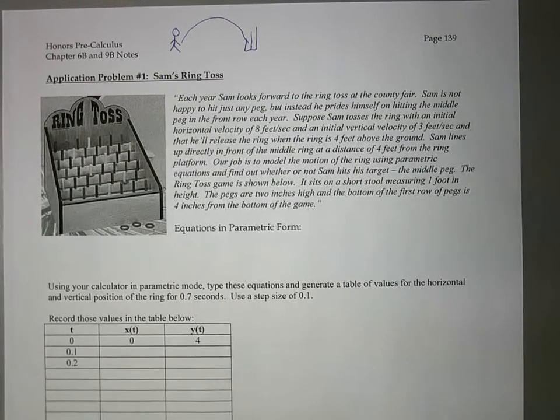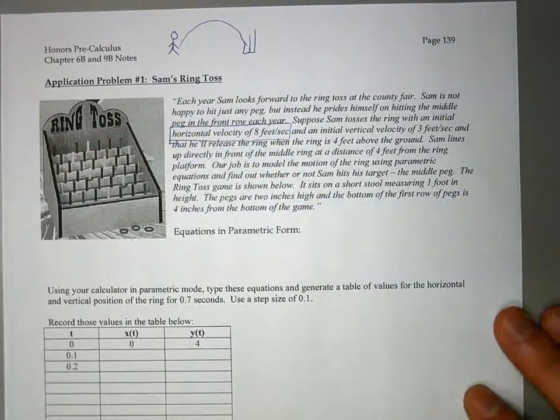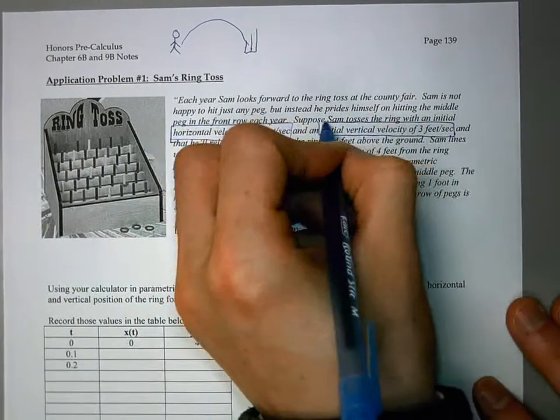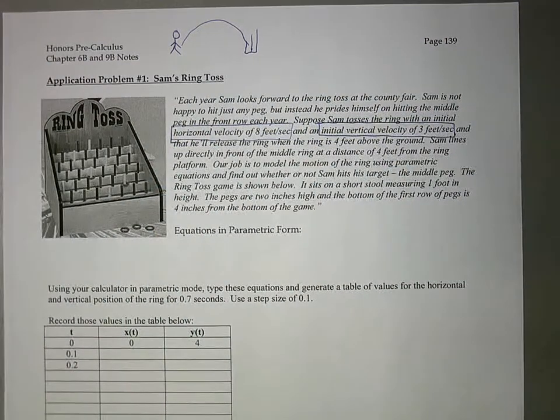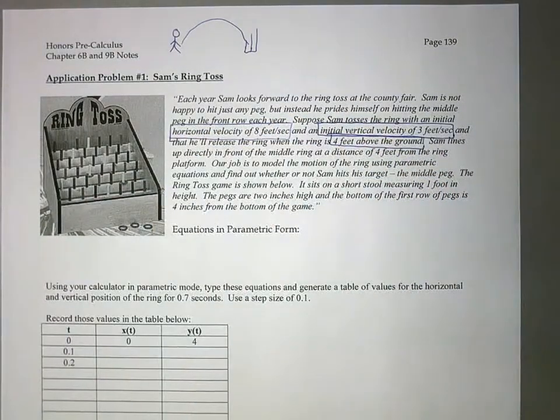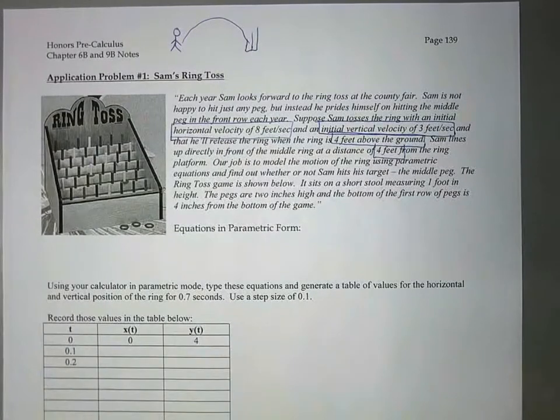Each year, Sam looks forward to the ring toss at the county fair. Not happy to hit any peg, but pride himself in hitting the middle peg on the front row each year. That's great. We know he's got a horizontal velocity of 8 feet per second and an initial vertical velocity of 3 feet per second, and that he'll release the ring when it is 4 feet above the ground. Sam lines up directly in front of the middle ring and is 4 feet away from the platform. So we want to know what is the setup for this ring toss.